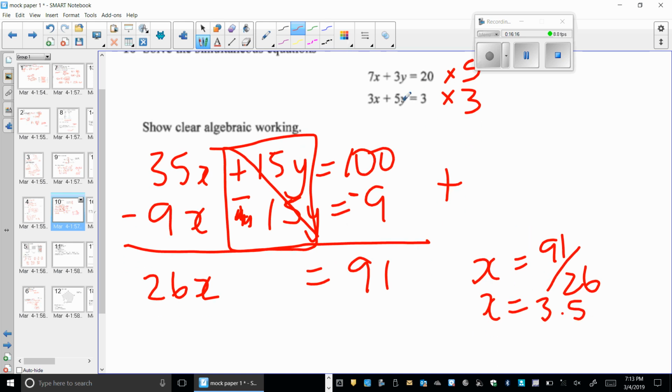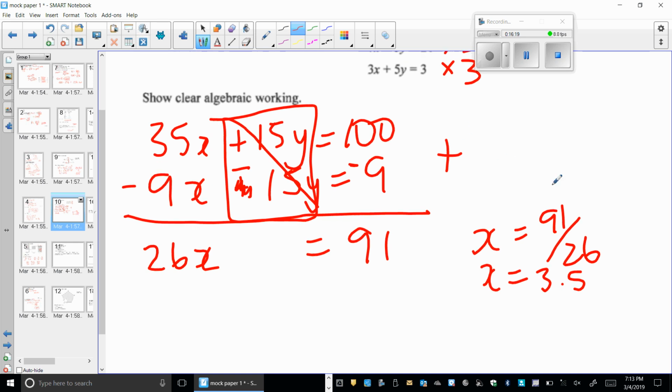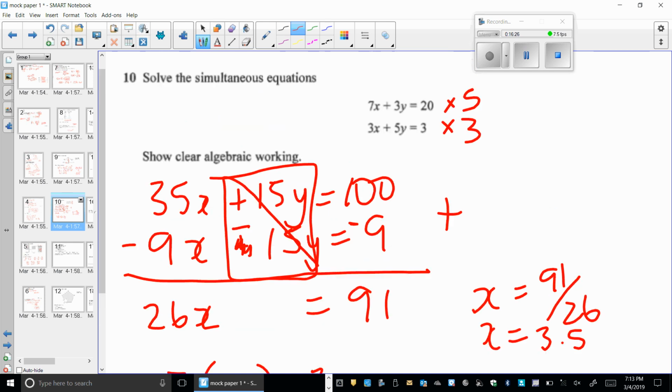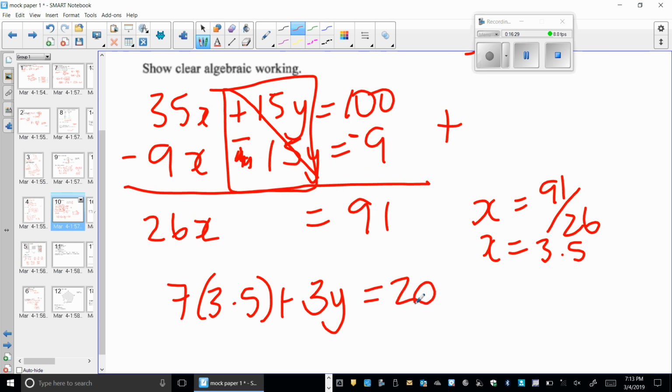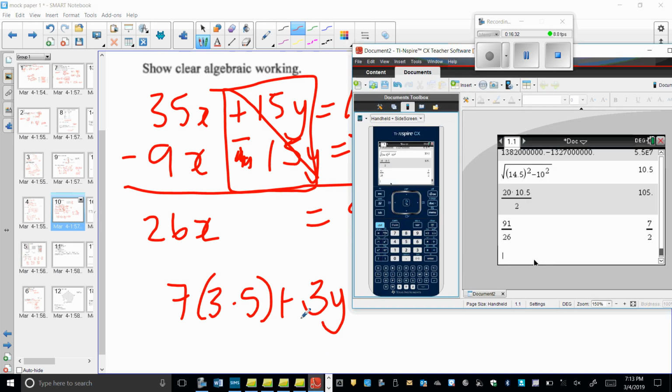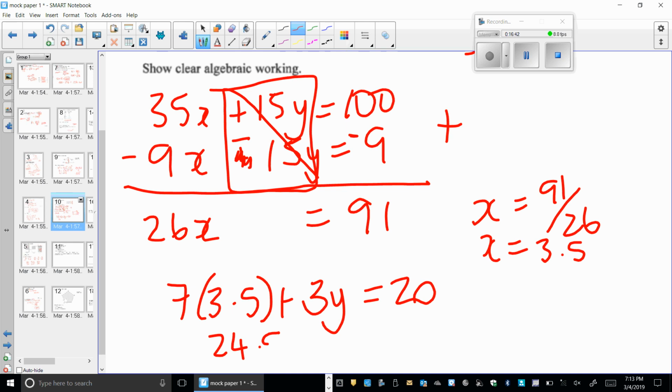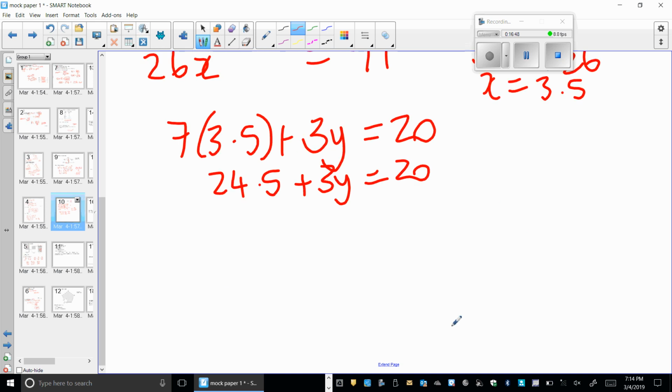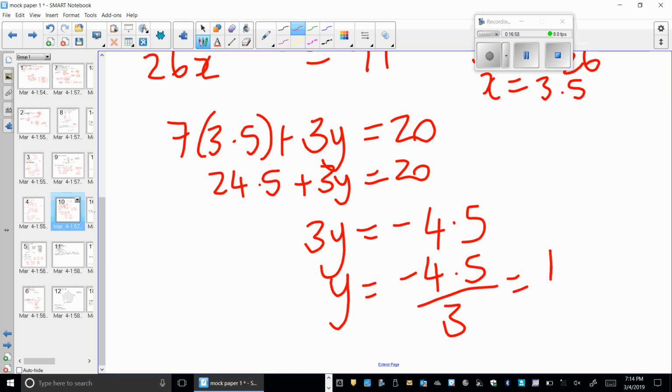And then we can find y, substituting into either one of these. So 7 lots of 3.5 plus y equals 20. Still on here, don't want to make mistakes. 7 multiplied by 3.5, so it's 24.5. So 3y, taking 24.5 from both sides. So there's our x value and our y value.